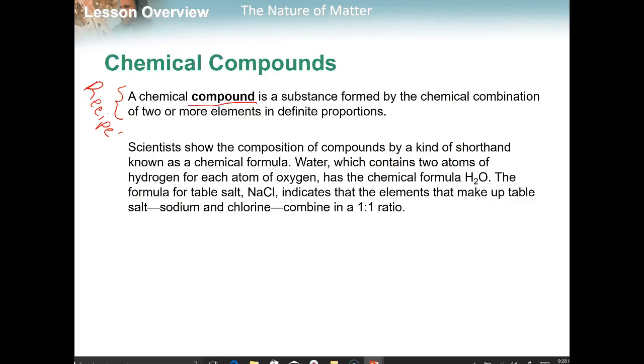So we can take a look at what the ingredients of a compound are, and we can put them together. For example, water. We know that water is made up of 2 hydrogen atoms and 1 oxygen atom. And that's going to equal water. And you're all familiar with what water is.